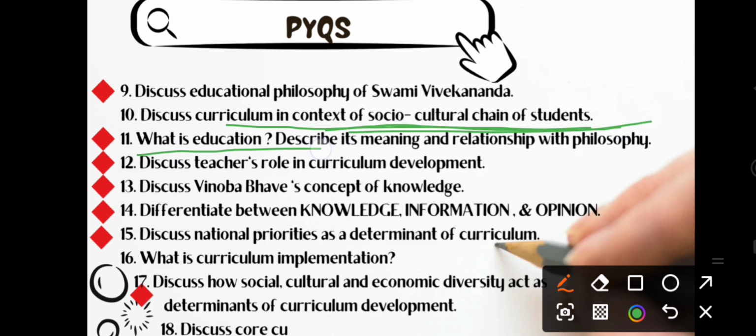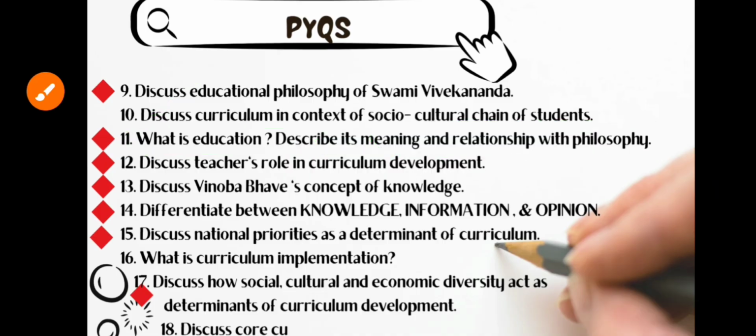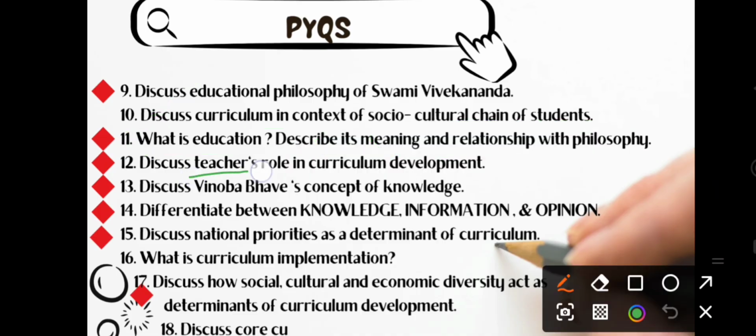Okay. Question number 11, what is education? Describe its meaning and relationship with philosophy. So important terms in this paper, education and philosophy and the relationship between them. Okay. Question number 12, discuss the role of teacher in curriculum development. Okay. An important question in regards to this paper, role of teacher.